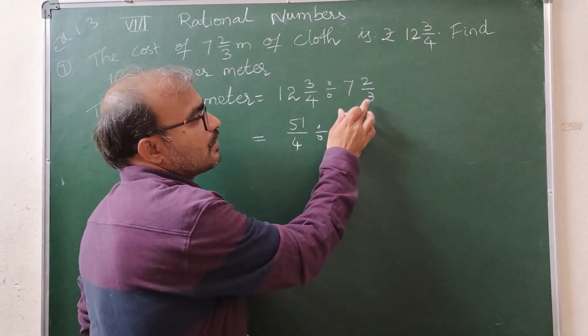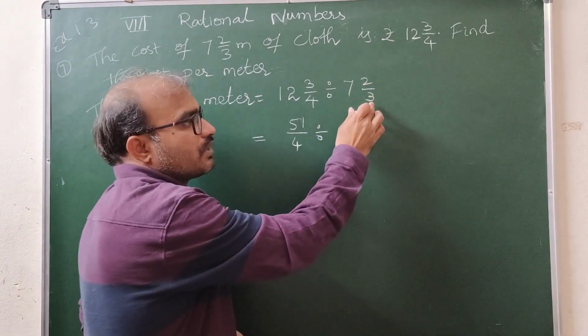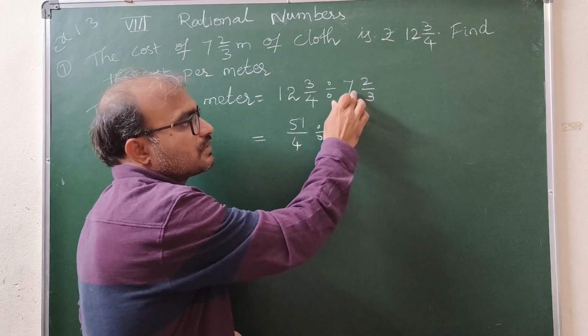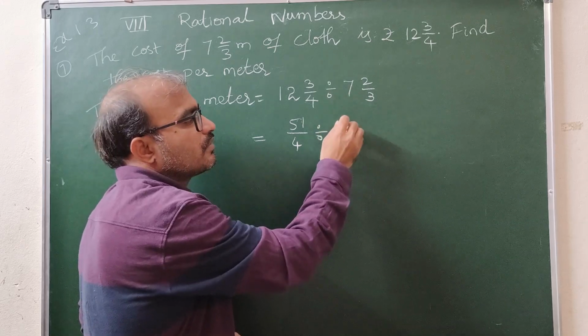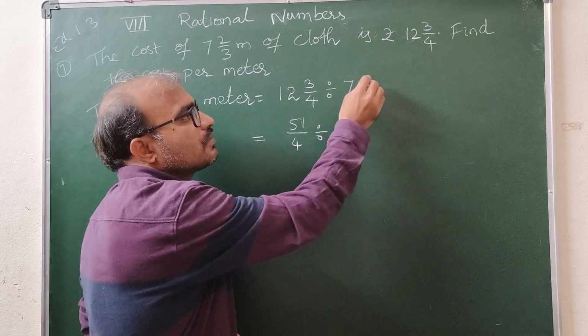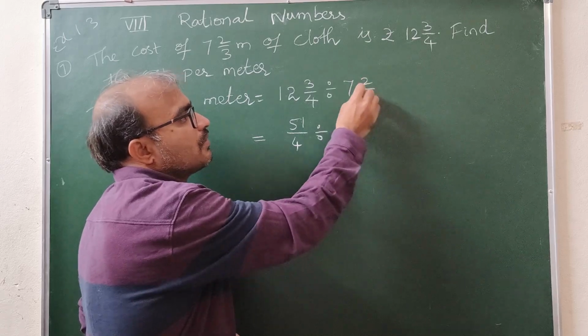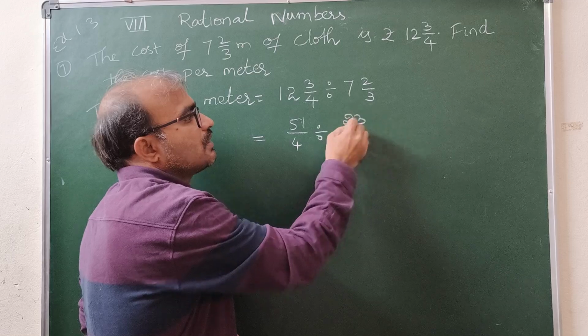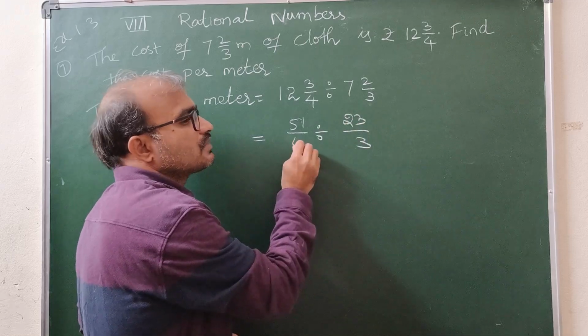Now again, 2/3 means 1 whole is made into 3 equal parts. 7 wholes are there. In 7 wholes there will be totally 21 parts, but 2 extra parts are there, so you have to add these two extra parts. Totally 21 plus 2, 23 thirds will be there, right? Here fourths will be there.